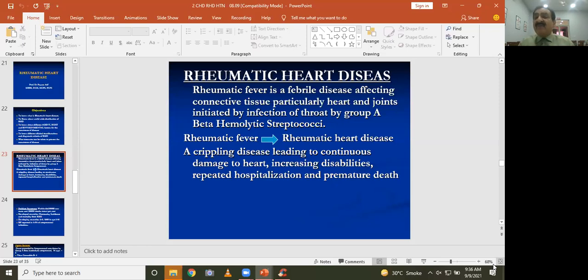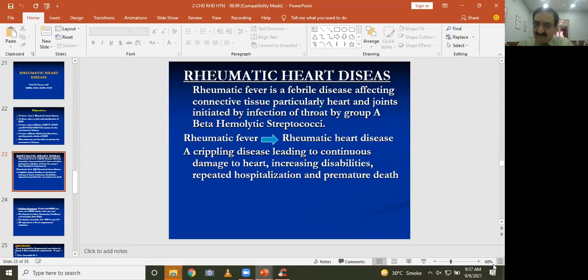Okay. And what is the difference between rheumatic fever and rheumatic heart disease? I'll let you know what the signs and symptoms are, and what different systems of the body are being involved. When there is no heart involvement in this disease, that is called rheumatic fever. When the heart is involved, then it becomes rheumatic heart disease. And I'll let you know more about the heart.